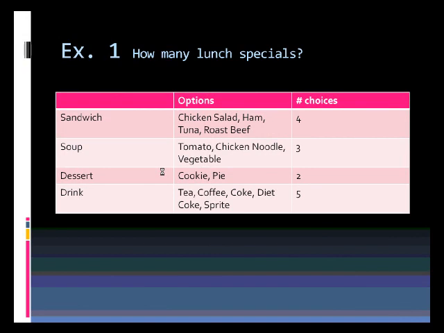What do you think we're going to do in order to find the total number of possibilities? Multiply them. 4 times 3 times 2 times 5, and what do you get when you do that? 120.